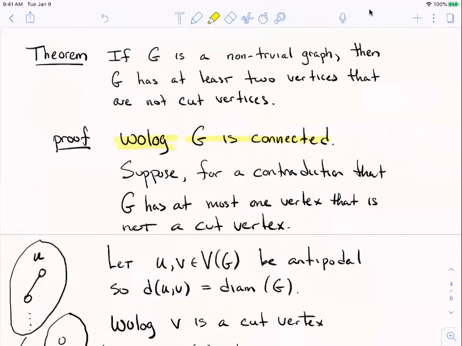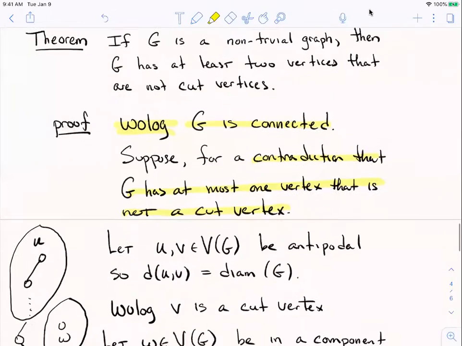It's going to be a proof by contradiction. I'm going to suppose for a contradiction that G has at most one vertex that's not a cut vertex. So G has at most one vertex that's not a cut vertex. If you look at all the vertices in this graph, they're all cut vertices except for possibly one of them. That's the negation of this statement.